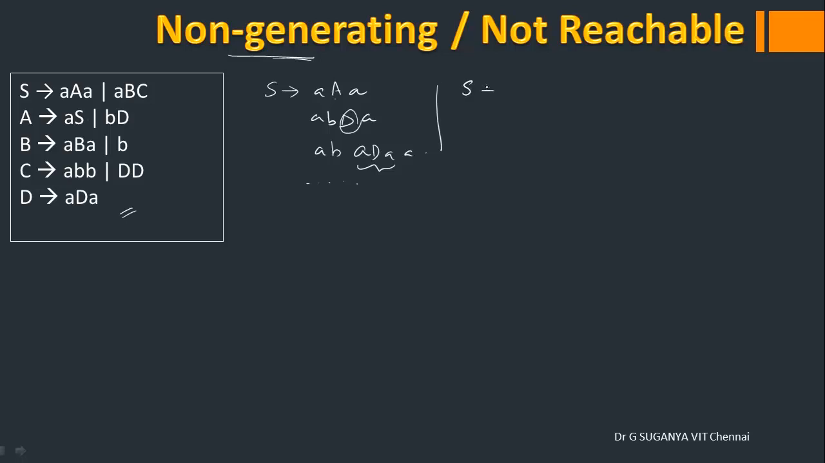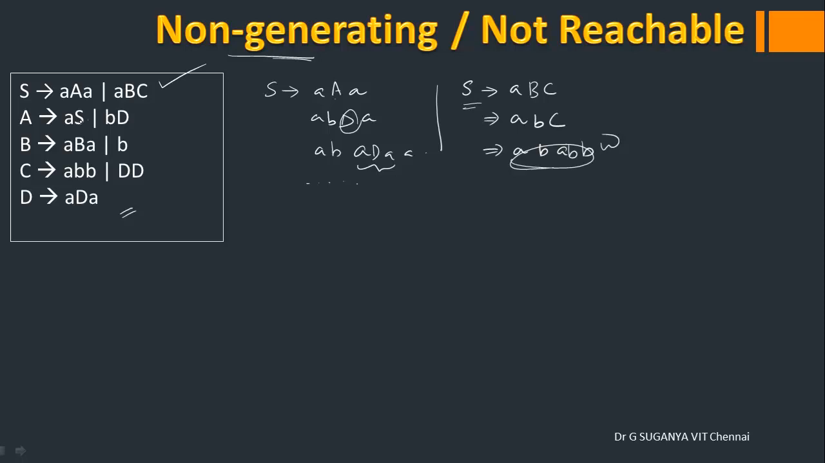So S gives ABC. We'll start with this A, and what is B? B can end up with the terminal b, and we have C. And what about C? C has two options, the other one having only terminal symbols. So S could end up with a word, and hence S is generating.